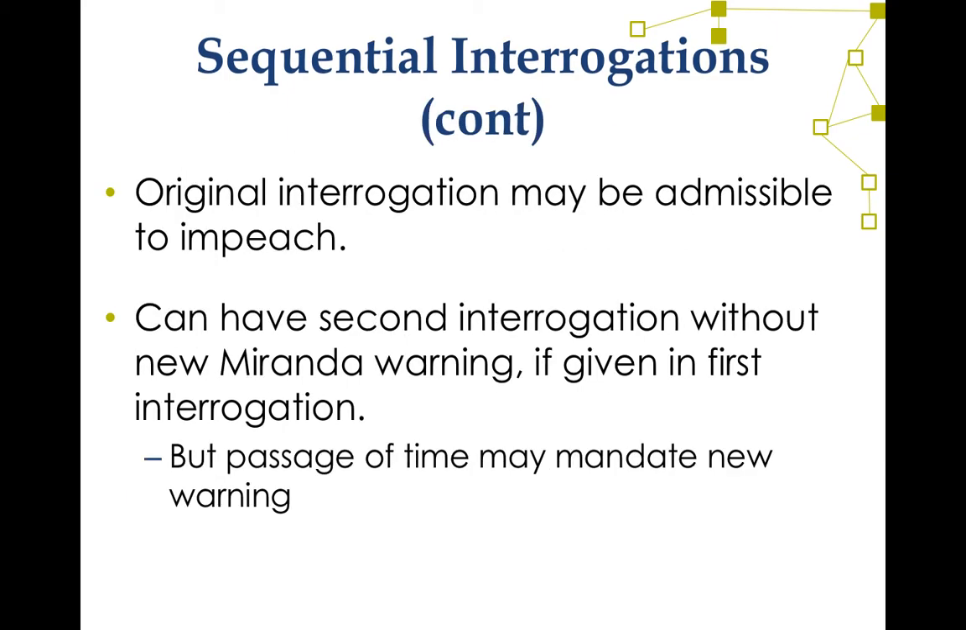The original interrogation has to be admissible in order to impeach. And you can have a second interrogation without a new Miranda warning if one was given in the first interrogation. Now, it depends on how much time has passed. If enough time has passed, which isn't really, there's no amount of time determined by the courts, you could mandate a new warning.